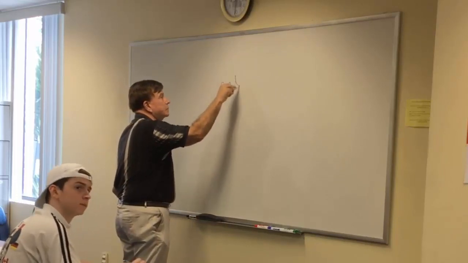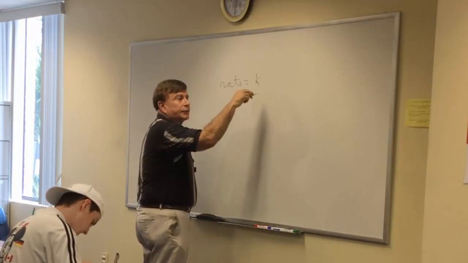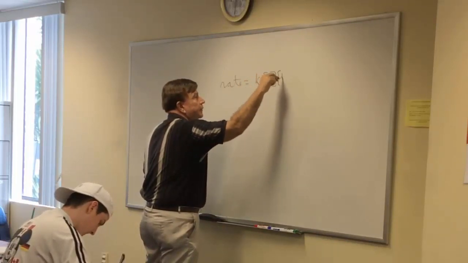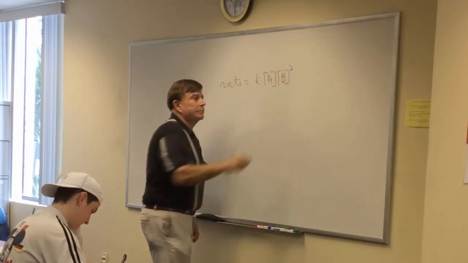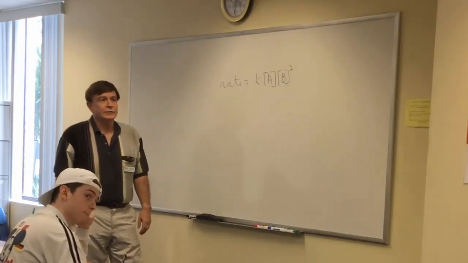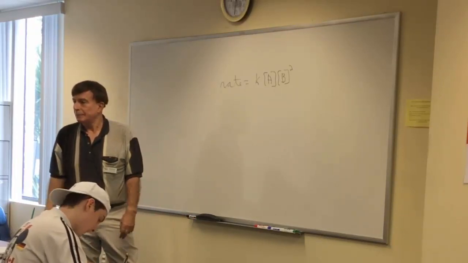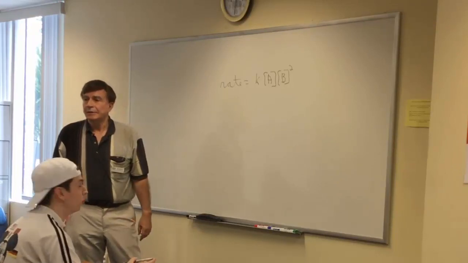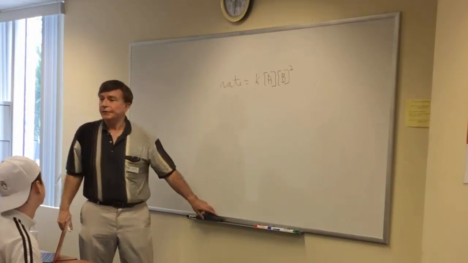Rate is equal to K times A times B squared. So the question is, what is the order of reaction with respect to B? 2, right? What's the order of reaction with respect to A? What's the overall rate? Pretty easy, isn't it?